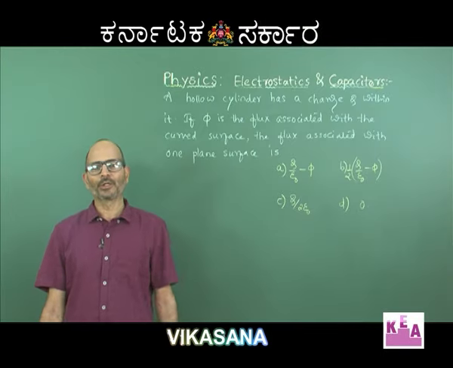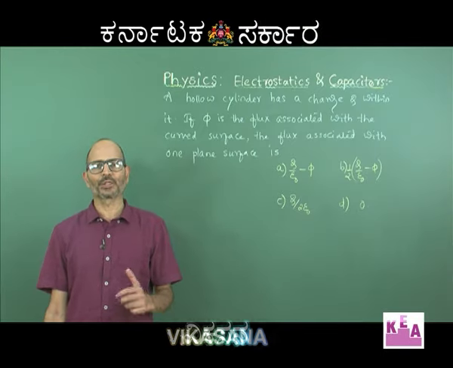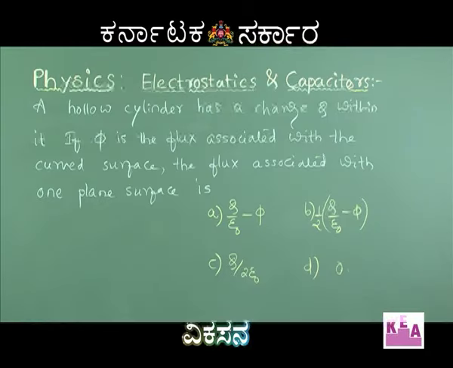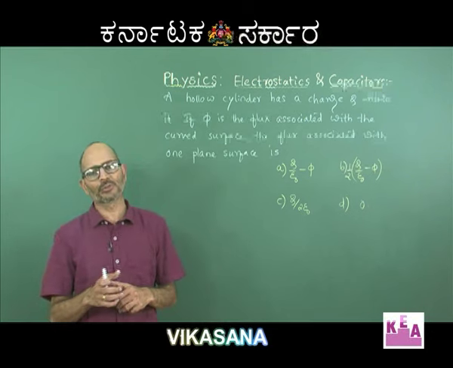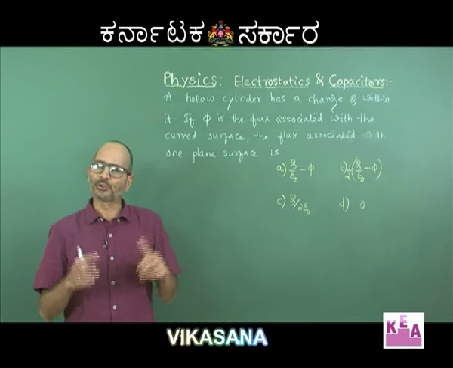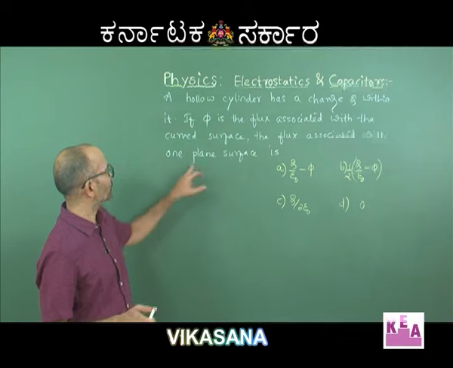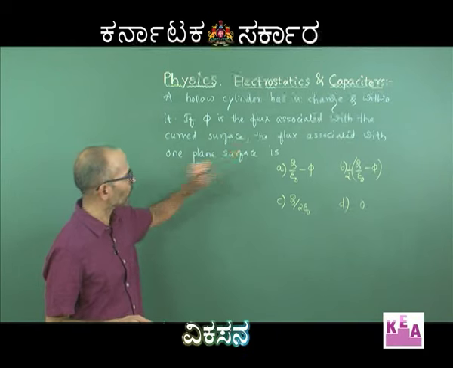So, one more problem on understanding of the flux associated with the electric field. So, let me read the problem first. A hollow cylinder has a charge q within it. If phi is the flux associated with the curved surface, the flux associated with one of the plane surfaces is how much? See, this is a very beautiful problem because it is based on one principle called the superposition principle. There is no way you can find out the flux associated with the plane surface alone.